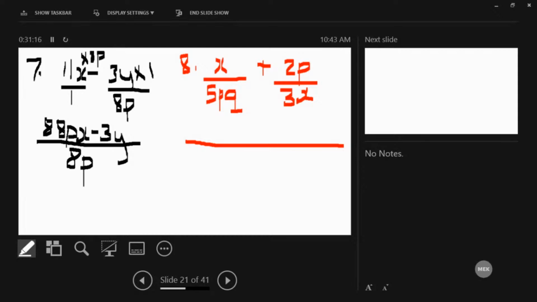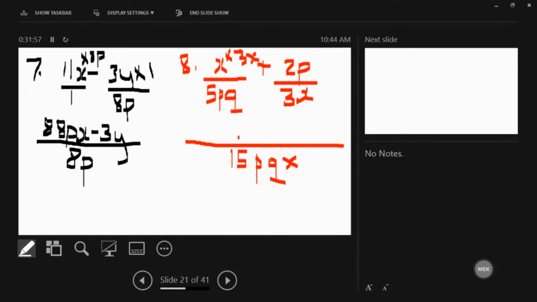15pqx, that's the LCM. The LCM of 5 and 3 is 15, and we have to represent each variable, so it will be the p, q, x. So 5pq into 15pqx. The pq's will cancel, leave x. 5 into 15 goes 3. So what we have carried up here is 3x.